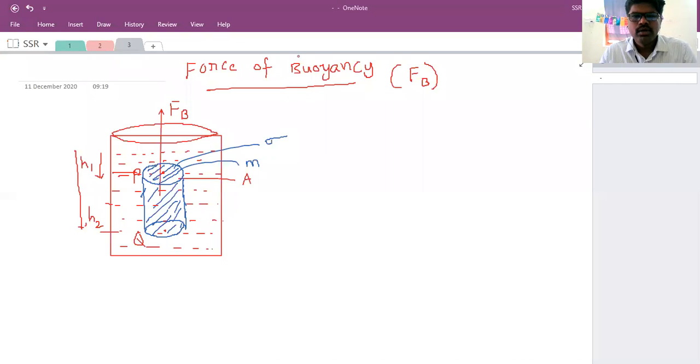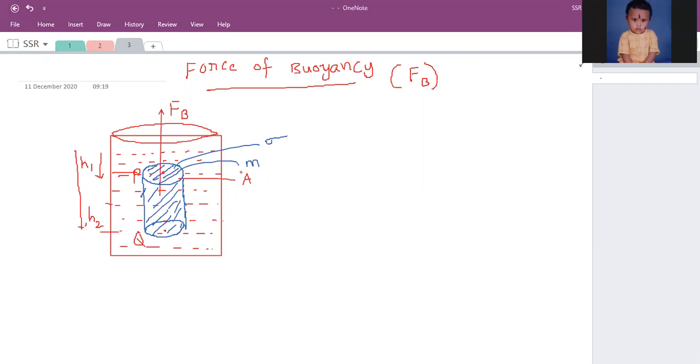Right. Now you can see here, what is the force of buoyancy? I said the buoyant force is defined as the resultant force due to fluid pressure acting in the vertically upward direction. When an object is immersed inside a fluid, there is a resultant force acting vertically upward due to the fluid pressure difference from the top surface to the bottom surface. Now you can see this FB value for that net force.